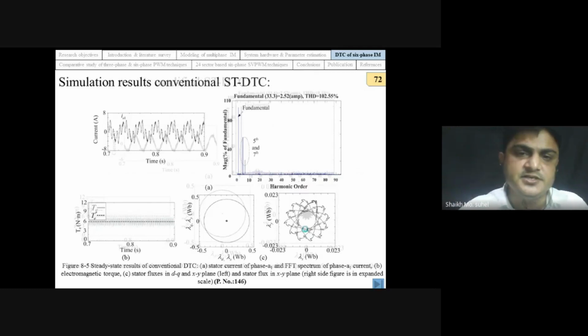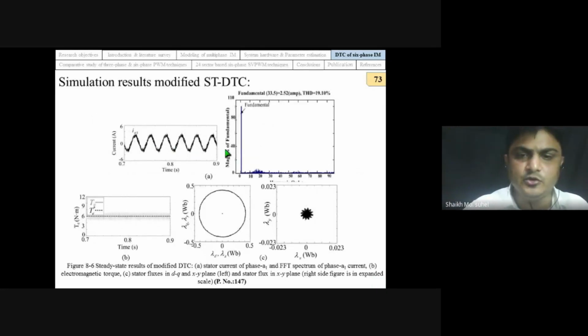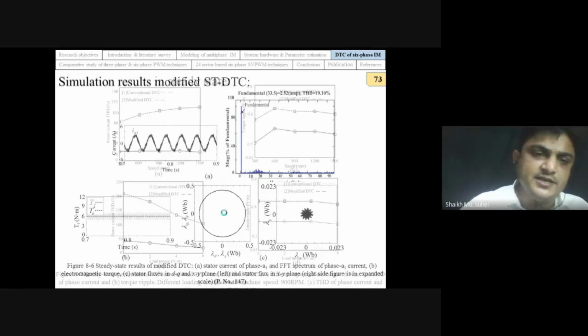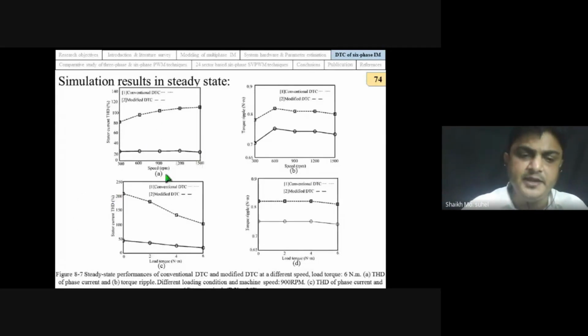This is the simulation result of the modified switching table based direct torque control technique. Here we can observe that because of the utilization of two voltage vectors, XY harmonics are completely removed, and the same thing is observed in our stator flux trajectories, where XY plane harmonics have a very small magnitude. Simulation results are also obtained at different values of speed and load to measure the stator current THD.